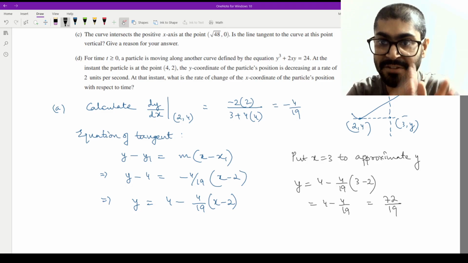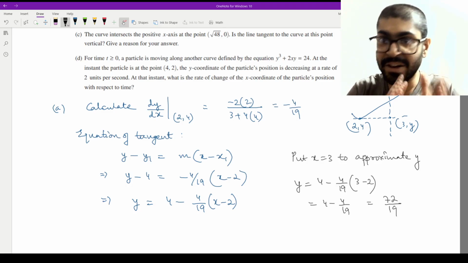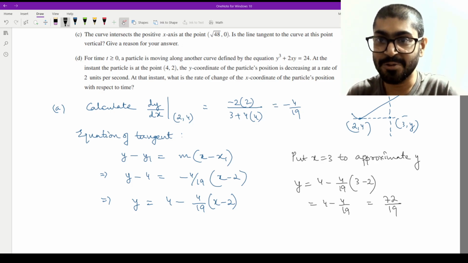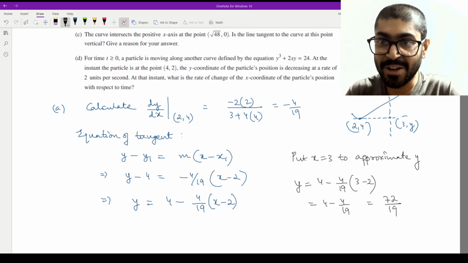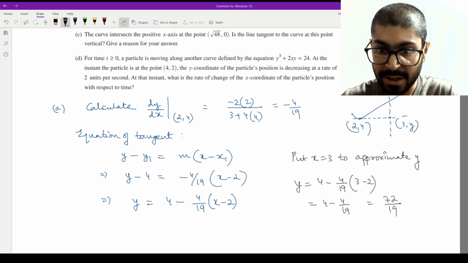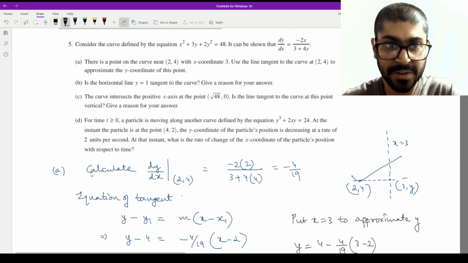Because if I say equation of the tangent and then write the portion in black, you would have some difficulty in filling the blanks if you are preparing for the exam. So this is one of the main reasons why we are creating these videos for you. Okay, so sub part A is done. We have an approximation to y. 72/19 is accepted as the official answer.